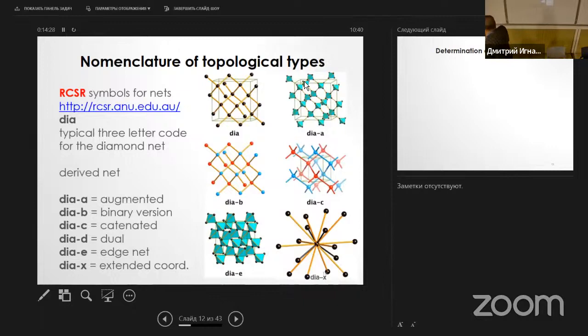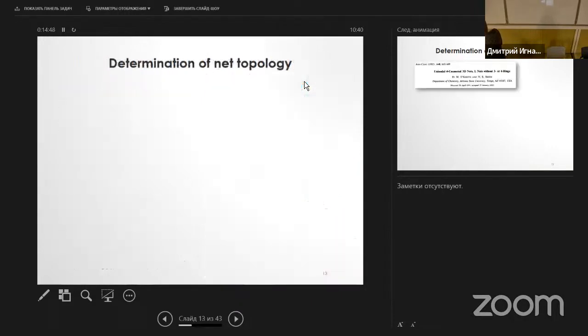But starting from this topology, we can produce some related topologies. They are related to diamond in some way, but they differ anyway. And they are designated starting from the diamond structure with some suffixes.